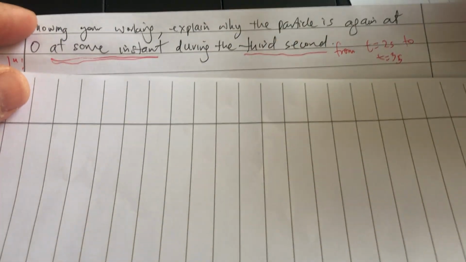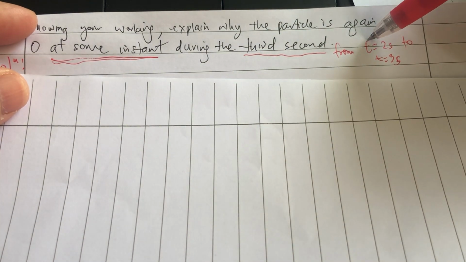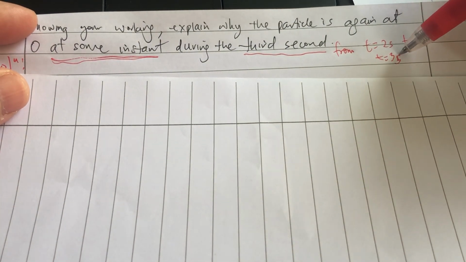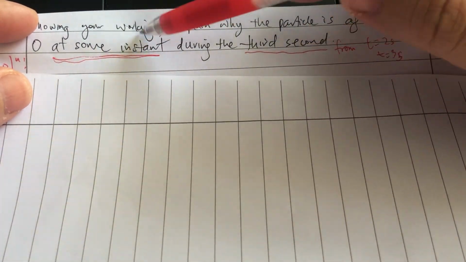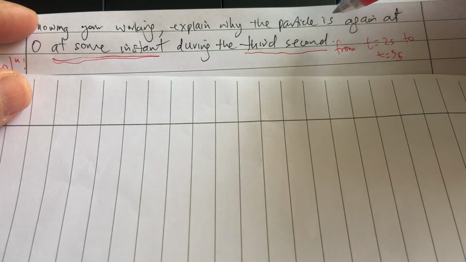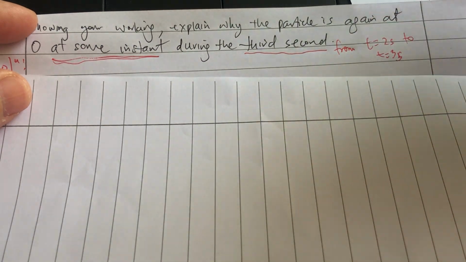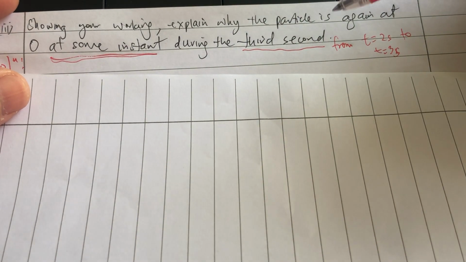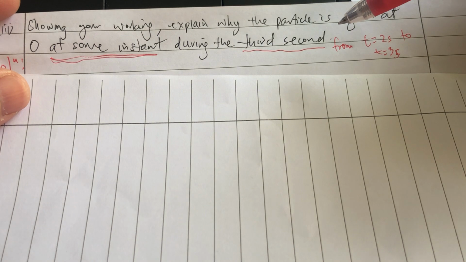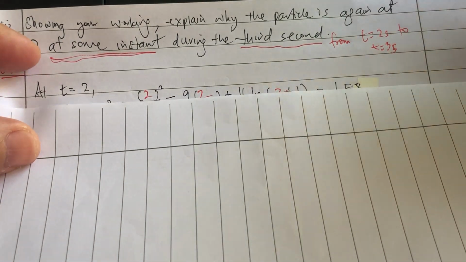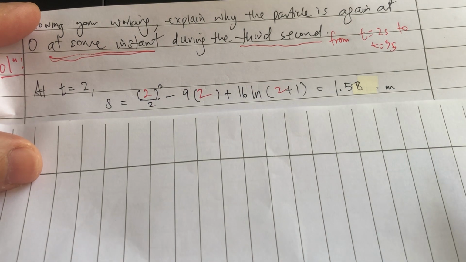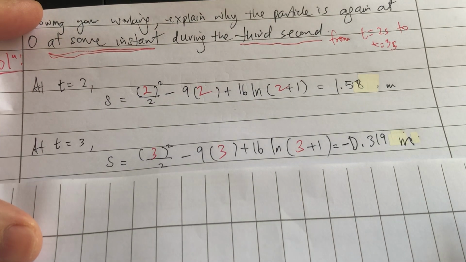Alright, so it means that when the particle travels from t equals 2 to t equals 3, in between at some instant, don't know when, nobody knows, the particle actually was at O again. So that's what the question wants you to explain. So are you able to explain? Those who haven't tried, you may want to try now. Okay, so at t equals 2, I find the answer for s. At t equals 3, I find the s.